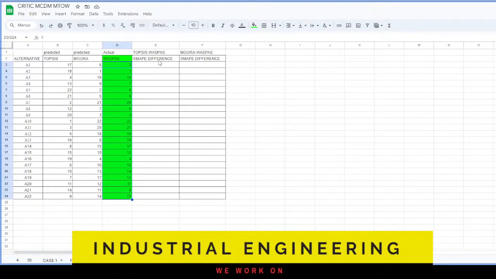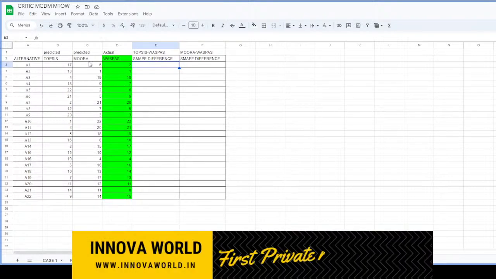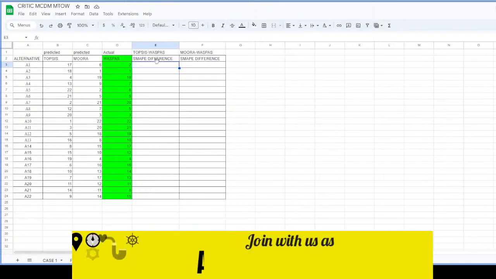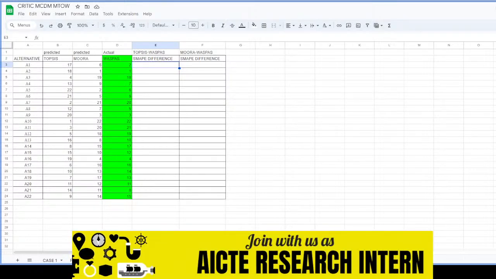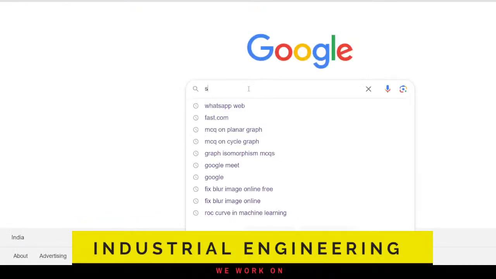So the first and foremost method is to utilize the formula. There is a formula: the sum of the absolute difference between actual and predicted, divided by the mean of the two, times 100. If you do it, you will get the SMAPE difference. Let me show you the Google formula.